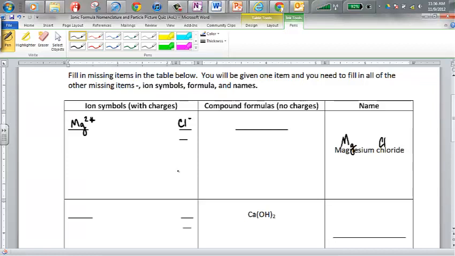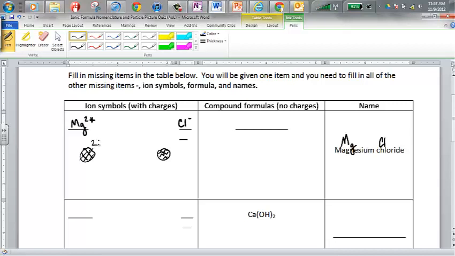Now what I'm going to do is actually make some particle pictures. I don't really want full Bohr models on something like this. But what I want you to do is draw something like this with some type of pattern in it to represent a magnesium ion, and draw something like this with some other type of pattern in it to represent a chloride ion. You can do whatever you want. Slashes, dots, whatever. Just make something so that I know that this is different from this. Because the next thing I want you to do is draw the number of them that's necessary.